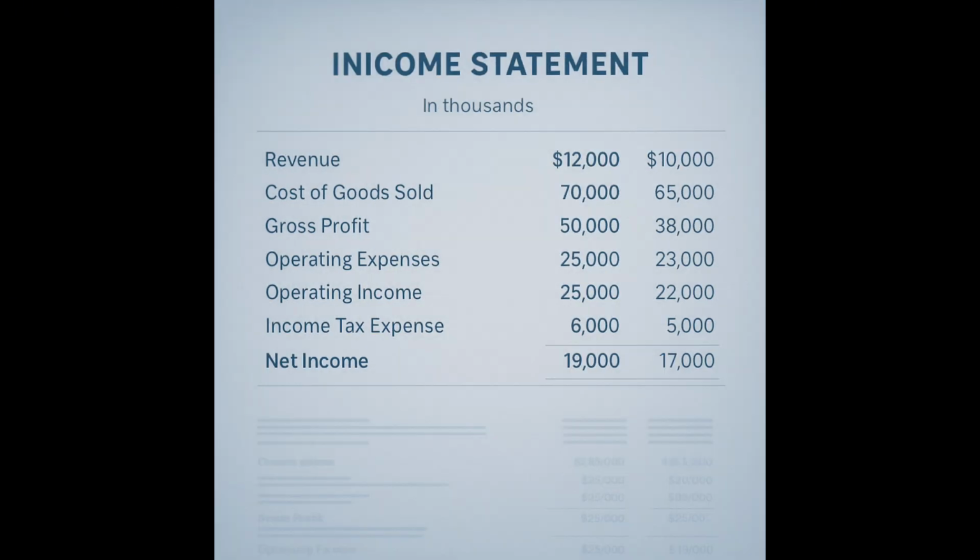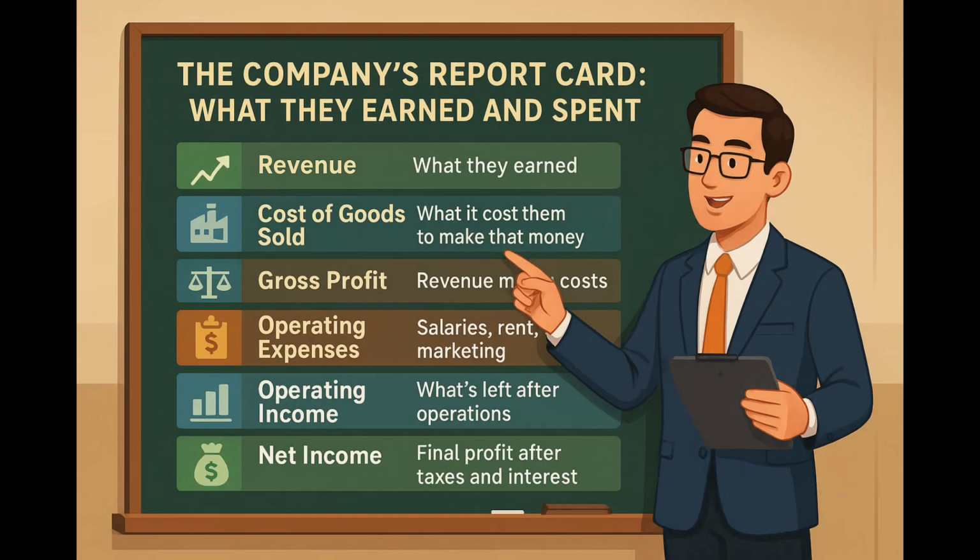The income statement, your profit snapshot. Think of this like the company's report card. It tells you how much money the company made and spent over a period of time. Here's the rundown. Revenue, what they earned. Cost of goods sold, what it cost them to make that money. Gross profit, revenue minus costs. Operating expenses, salaries, rent, marketing. Operating income, what's left after operations. Net income, final profit after taxes and interest.